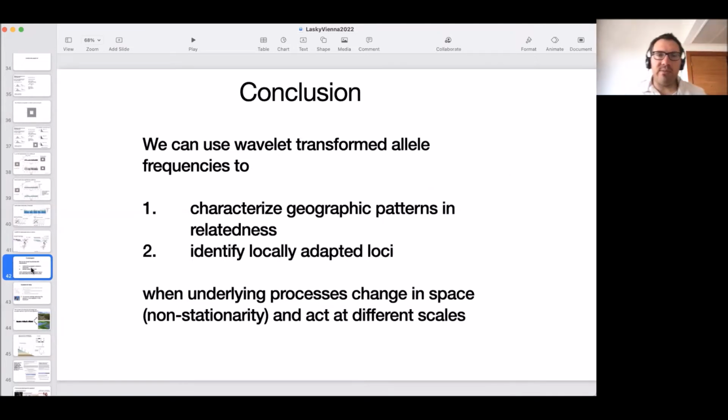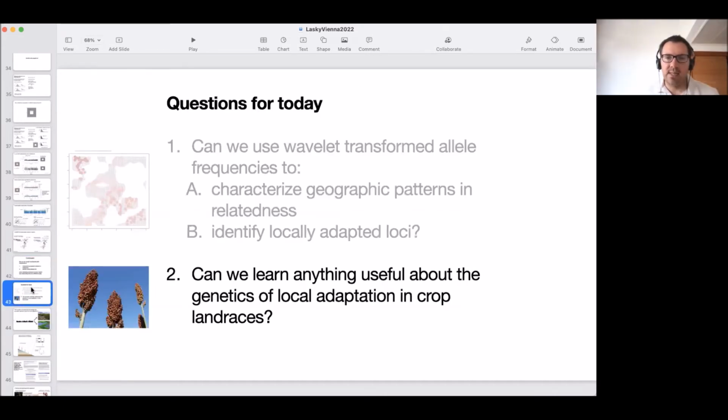But I hope that was a brief demonstration of some promise. We're still early in this work. We have a preprint up, but still working on hammering out some of the finer details. But I think there's some promise here for using these wavelet transformed allele frequencies to both characterize geographic patterns and relatedness and identify specific loci that are locally adapted when the processes that drive these patterns may change from place to place, such as patterns of gene flow and patterns of changing selection, and they might be acting at different scales.